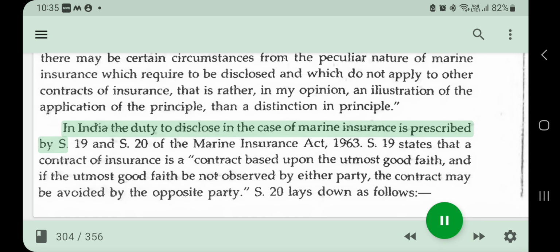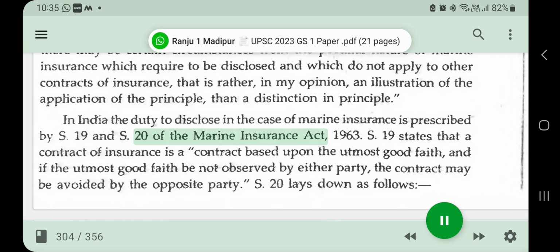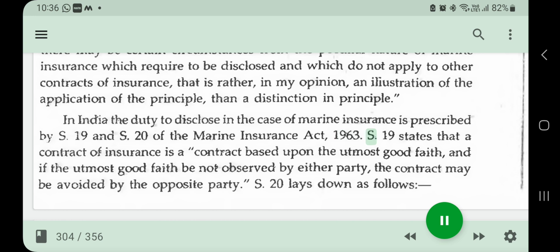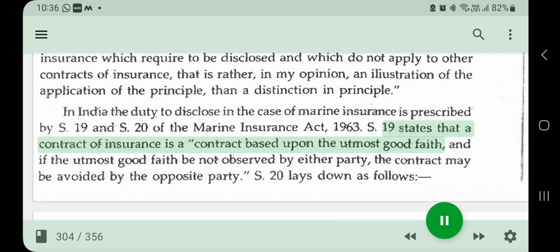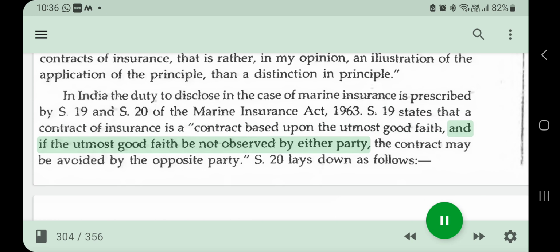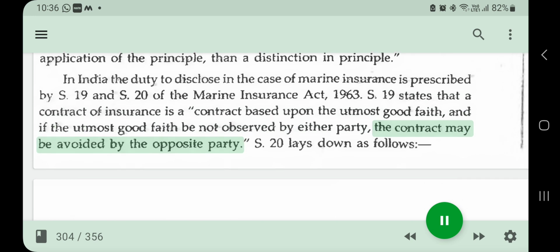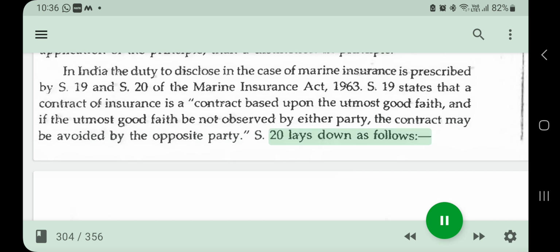In India, the duty to disclose in the case of marine insurance is prescribed by S. 19 and S. 20 of the Marine Insurance Act, 1963. S. 19 states that a contract of insurance is a contract based upon the utmost good faith, and if the utmost good faith be not observed by either party, the contract may be avoided by the opposite party. S. 20 lays down as follows: General Principles of Insurance 10.20.